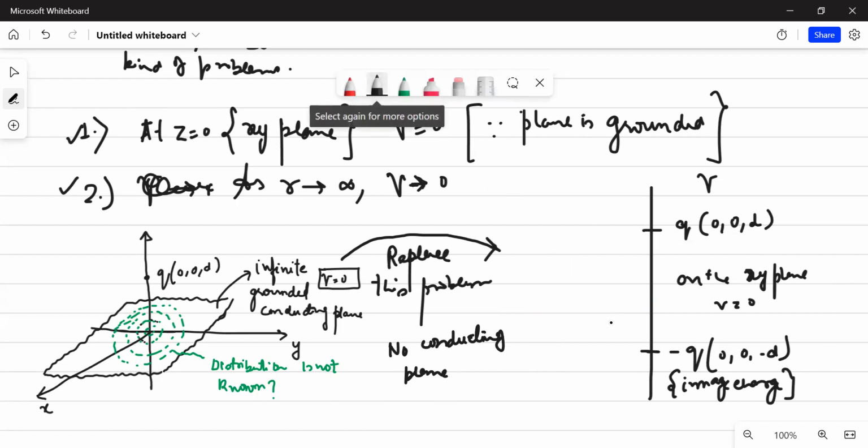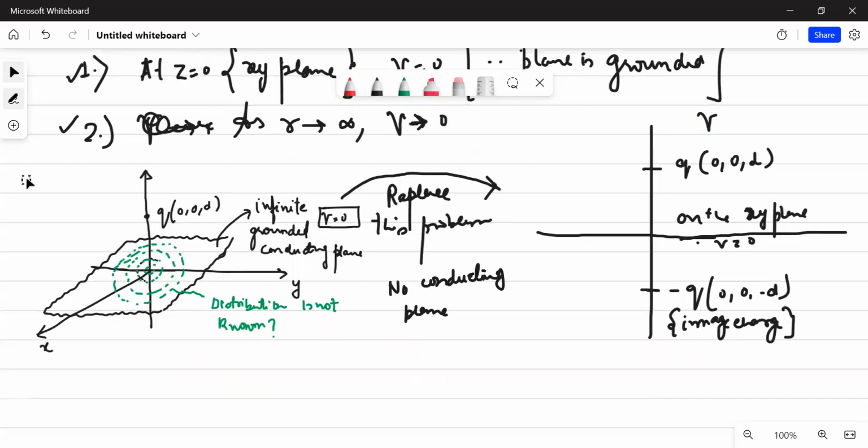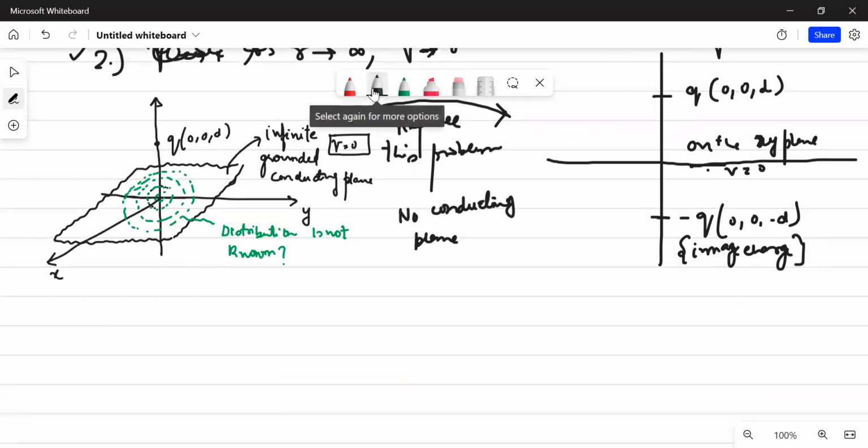So instead of this conducting plane, now we have this minus q, which will ensure that the potential on the xy plane is zero. And since these are point charges, and we know that the potential of point charges is kq upon r, as r tends to infinity, this will tend to zero. In any case, this particular problem can be replaced by this equivalent problem. This is what we mostly employ, and this is called your method of images.